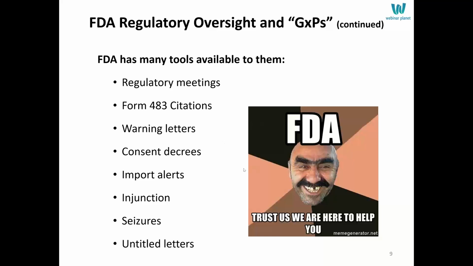And FDA has many tools available to them to engage stakeholders: regulatory meetings, Form 483 citations during an on-site inspection, warning letters, consent decrees, import alerts, injunctions, seizures, and untitled letters.